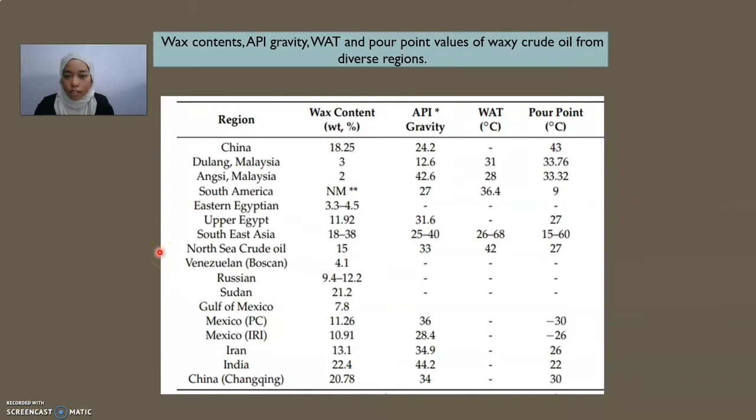So the figure shows the API gravity, wax appearance temperature, and pour point values of waxy crude oil from diverse regions.